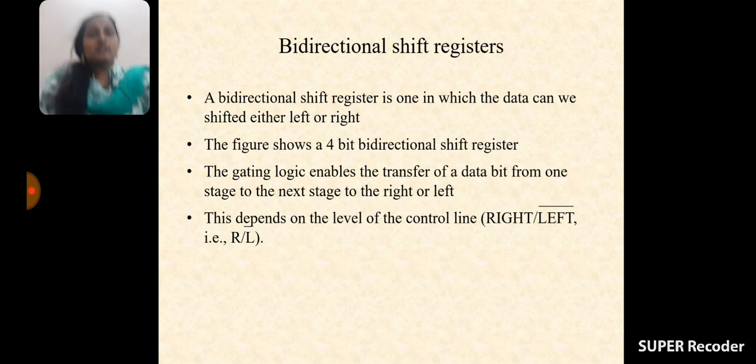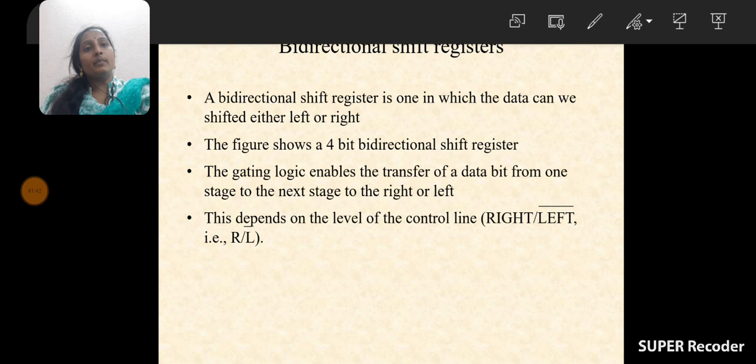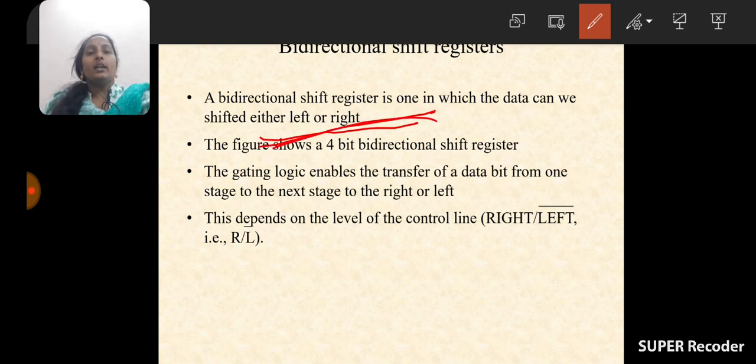In a bidirectional shift register, the data can be shifted either to the left side or to the right side. So it combines both the features of left shift and right shift. And here it is a 4-bit bidirectional shift register. Means 4 bits must be shifted either to the right side or to the left side. More than 4 bits we are unable to.